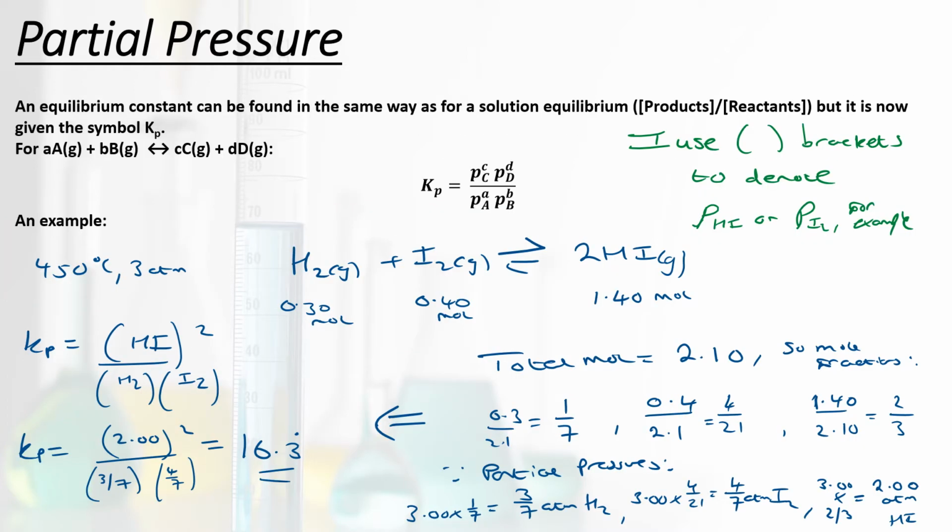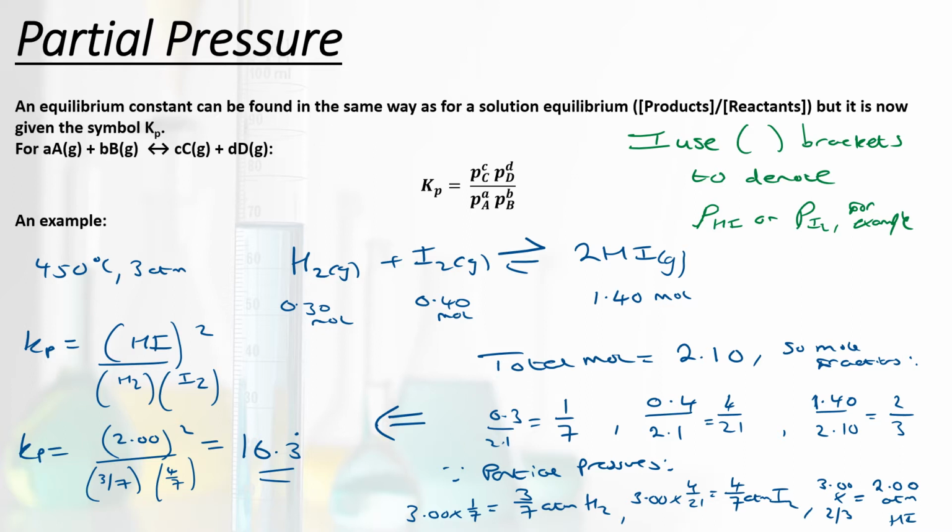So we can calculate an equilibrium constant in the same way as we did for solution equilibria. This idea of concentration of products divided by concentration of reactants, but it's now given the symbol Kp. And the way that I remember it is that Kc is solution equilibria, we're using concentrations, so it's Kc. For these equilibria that go on in the gas phase, we're using partial pressures, and so Kp, p for pressure, Kp. But the expression looks exactly the same.